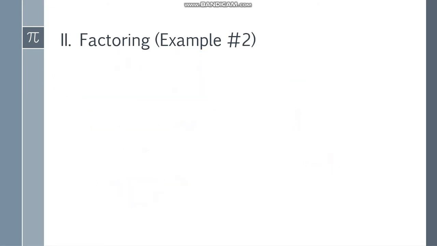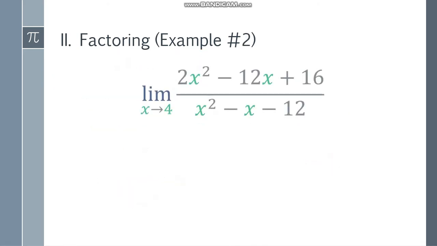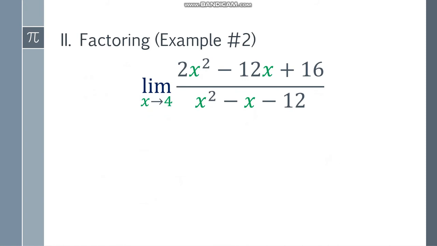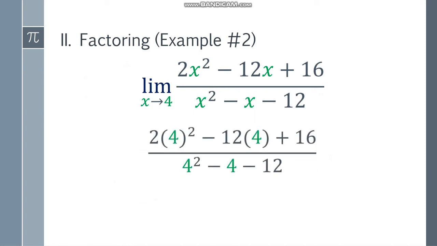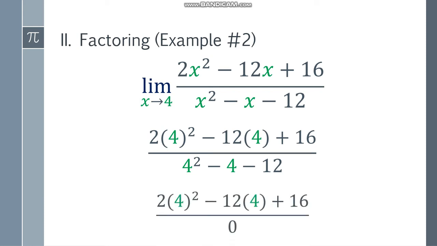Next one. What if we have example number 2? In the numerator, we have 2x squared minus 12x plus 16 over x squared minus x minus 12. We can try direct substitution. Just replace x with 4 and simplify further. Let's simplify the denominator first.